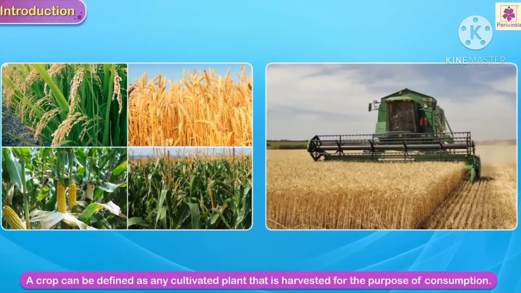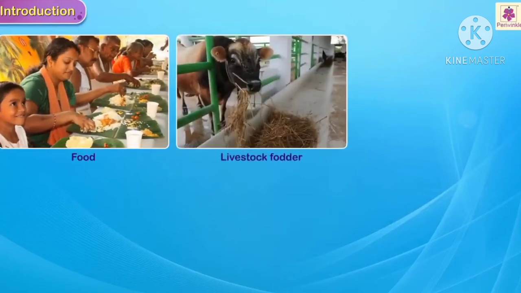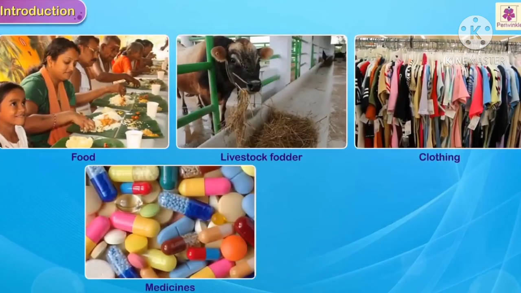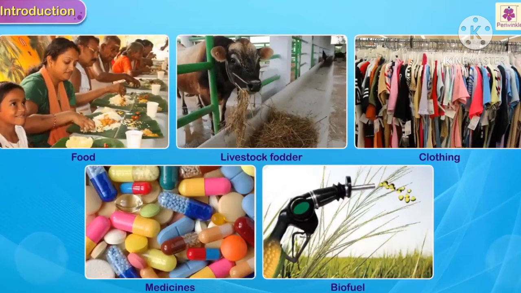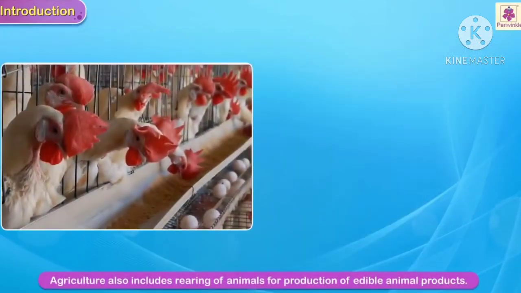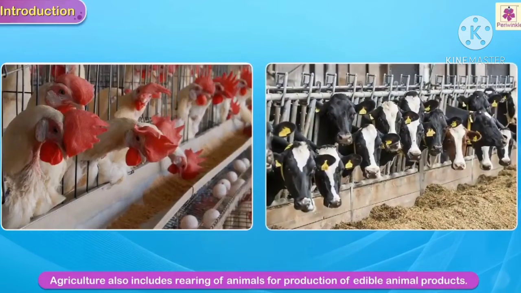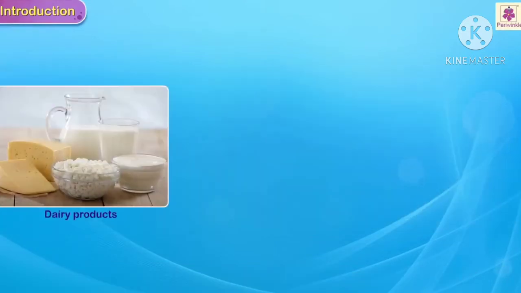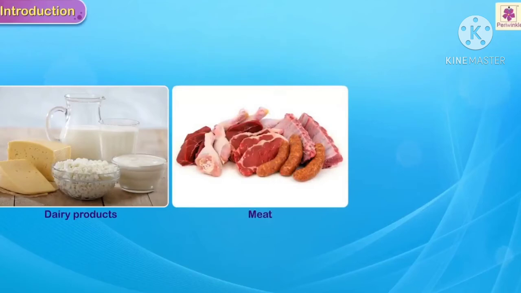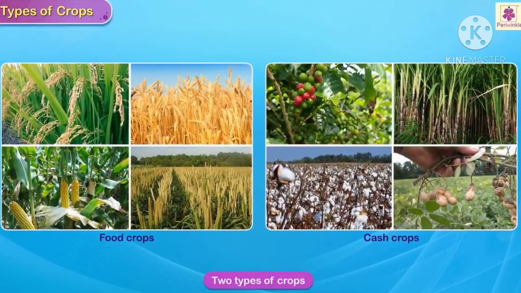A crop can be defined as any cultivated plant that is harvested for the purpose of consumption. So we have food, we have livestock fodder, we have clothing, medicines, biofuels. So agricultural products, agricultural resources, include poultry, dairy products, meats, wool, food crops, cash crops. So food crops are those crops that we produce mainly for food. Okay, these are the two types of crops, the food crops and cash crops.